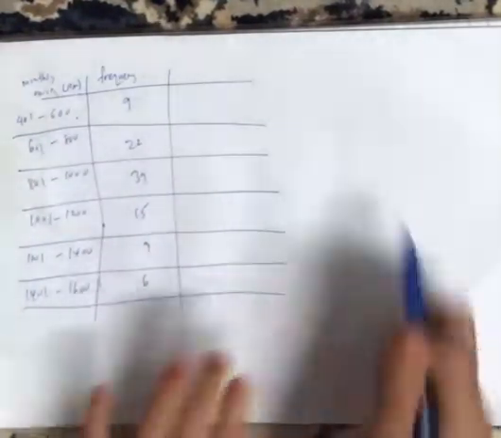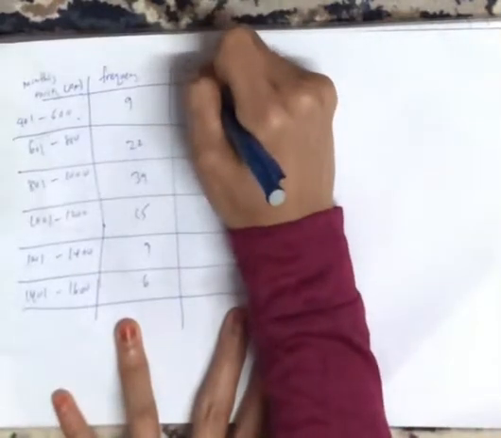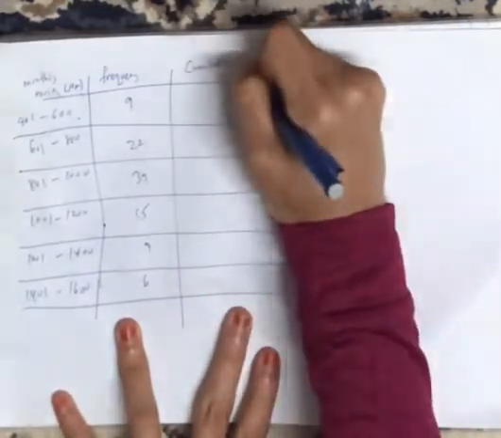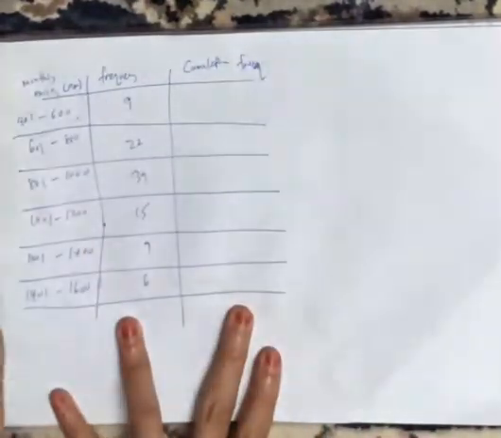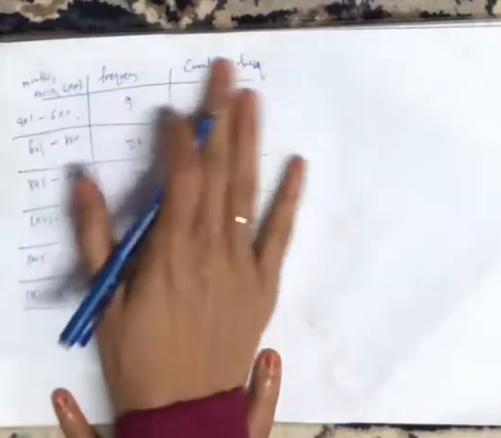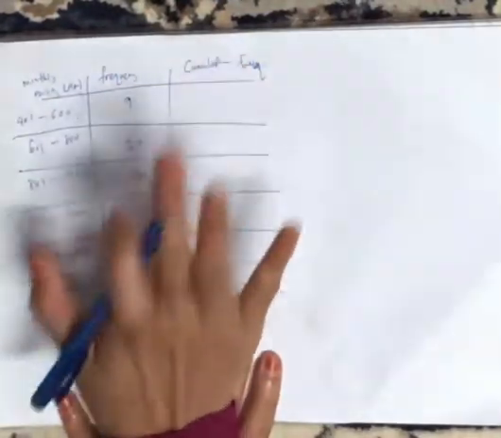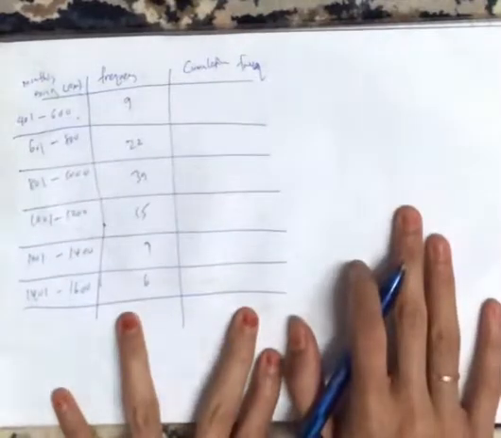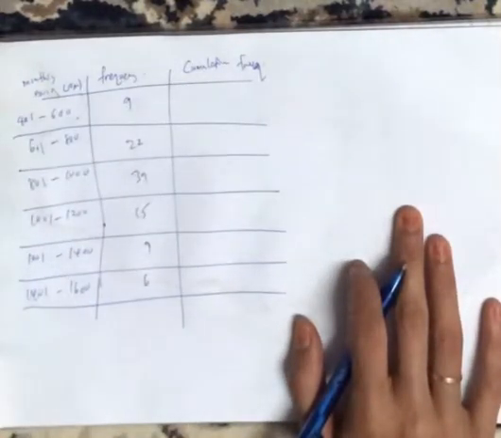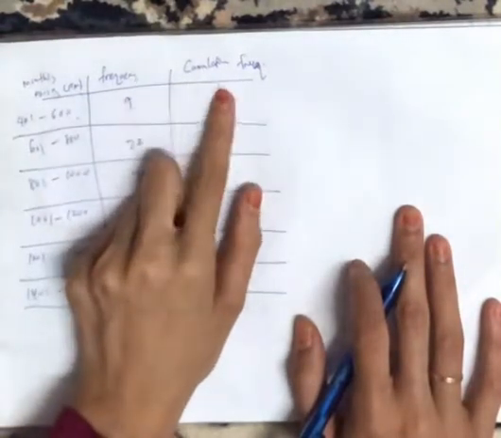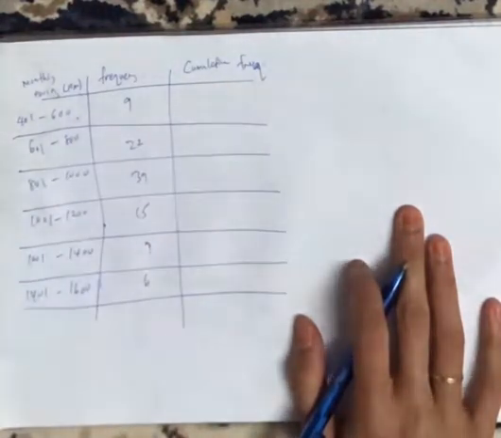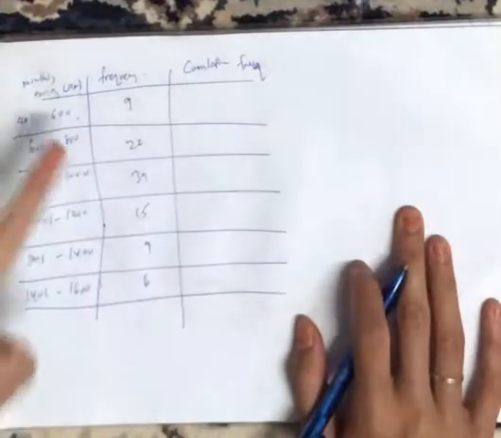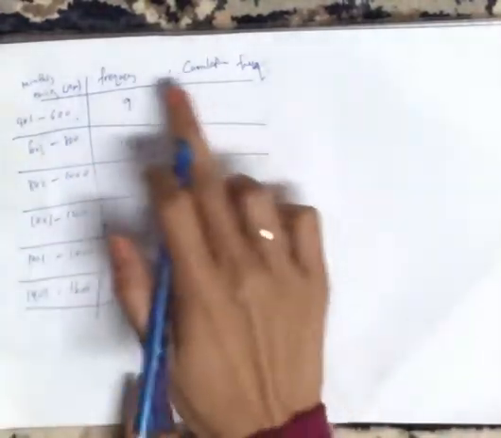Then we also have cumulative frequency. This is different compared to qualitative. Cumulative frequency is only for quantitative data, usually. For qualitative there is none. Qualitative usually has frequency, relative frequency, and also percentage. That's it. But for quantitative, there is the cumulative.